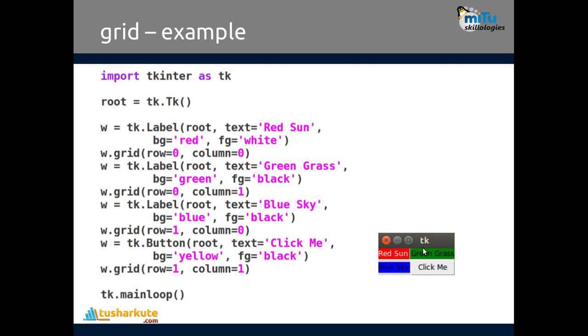I want to show this in a two-dimensional format. The number of rows is 2, and the number of columns is 2. So this is row 0, column 0. This is row 0, column 1. This is row 1, column 0, and this is row 1, column 1. Here I use grid 0, 0, the second time grid 0, 1, the third time grid 1, 0 and 1, 1. So three labels are there.